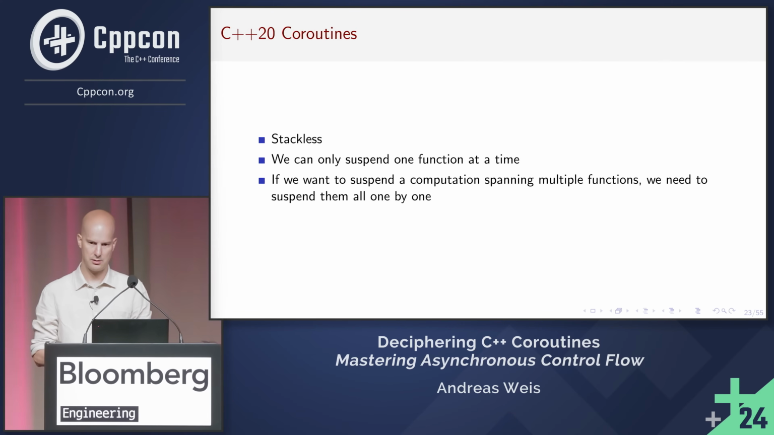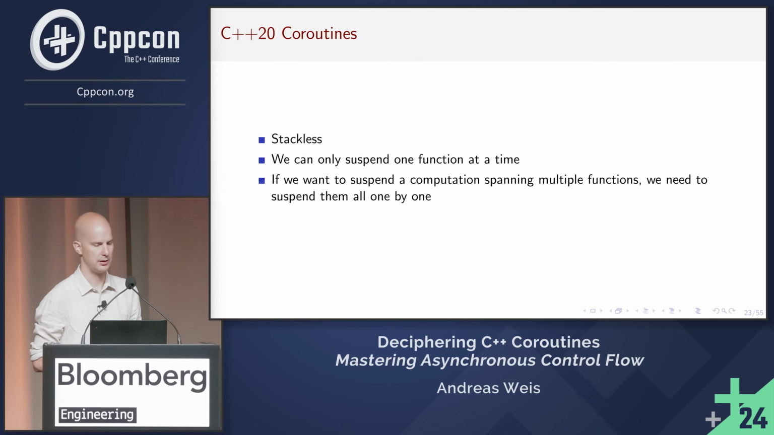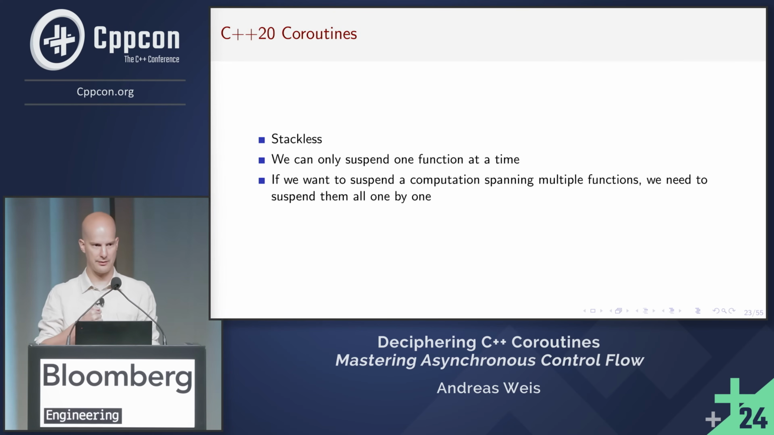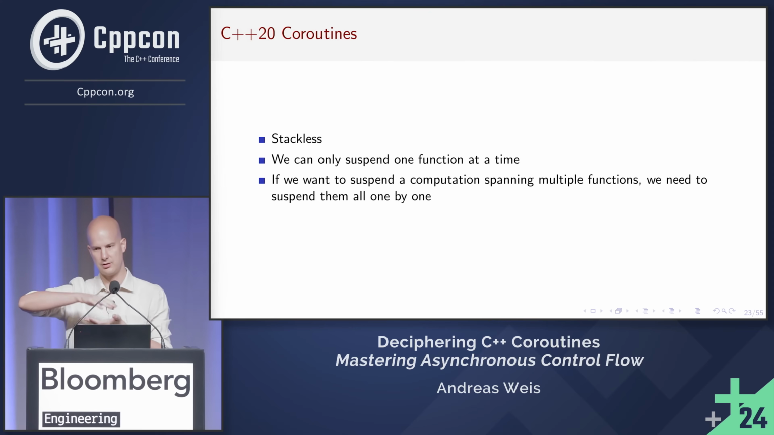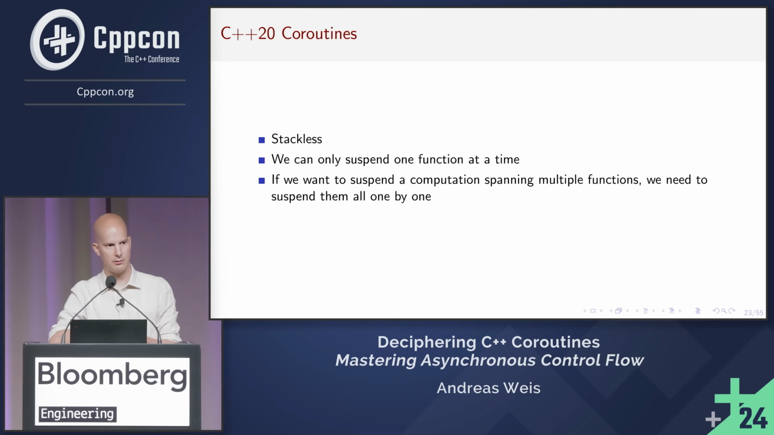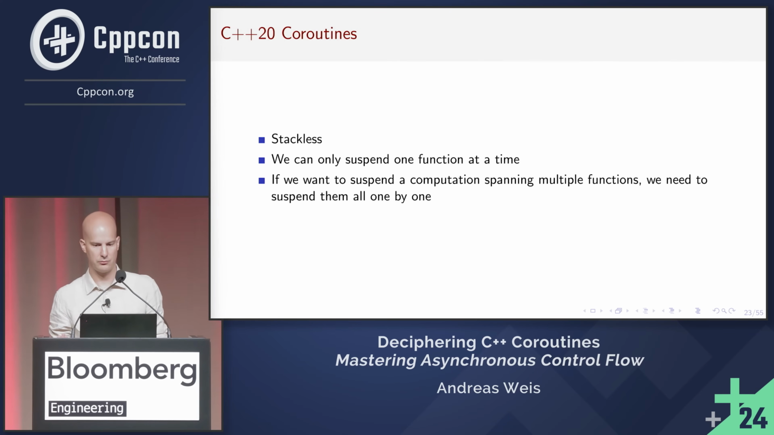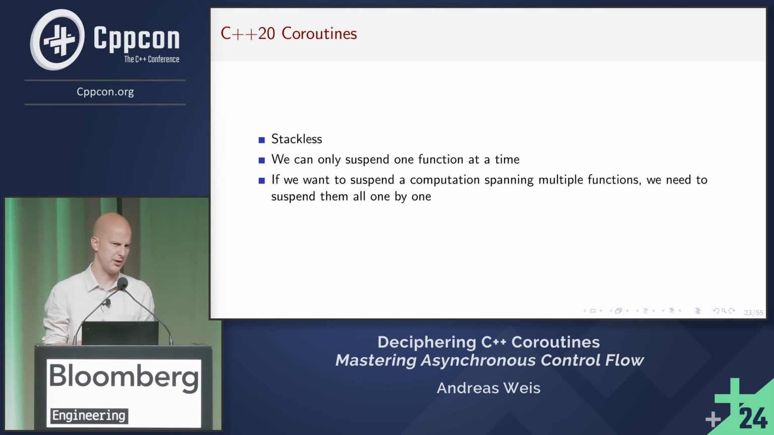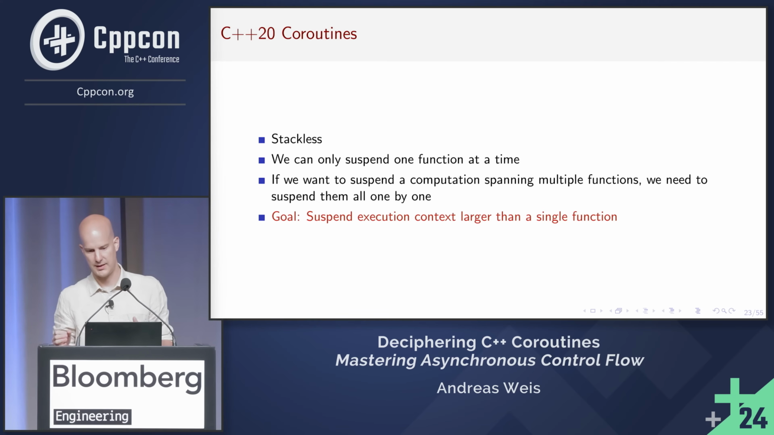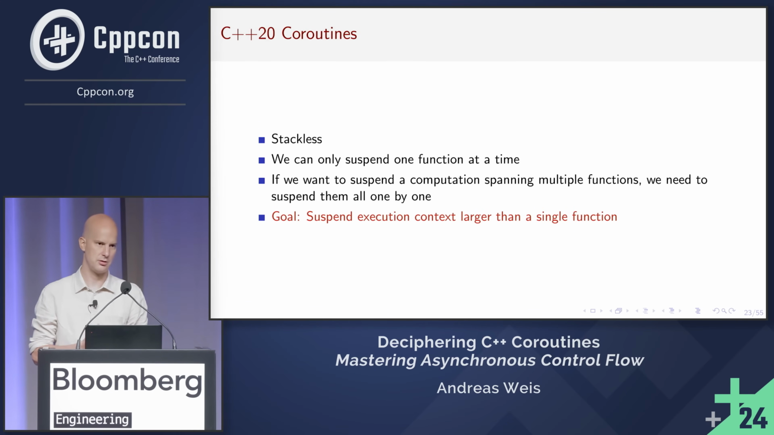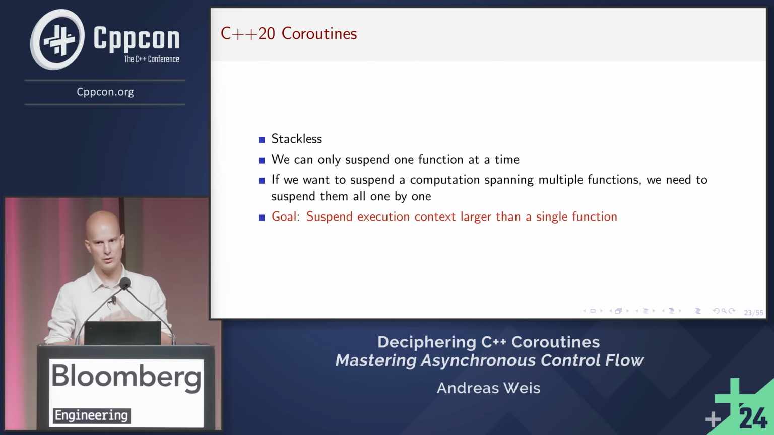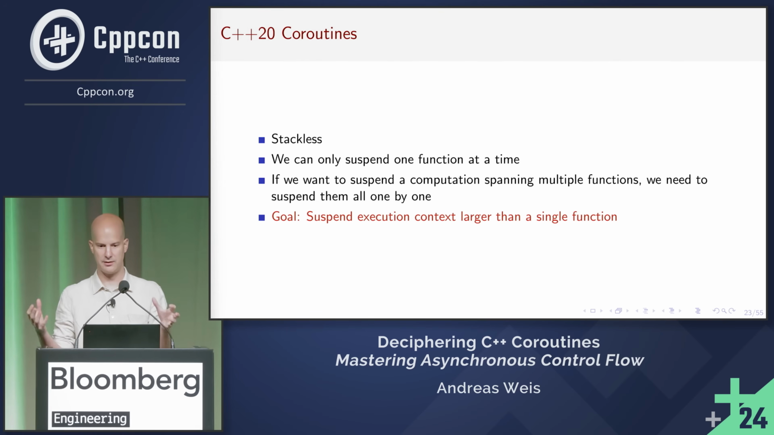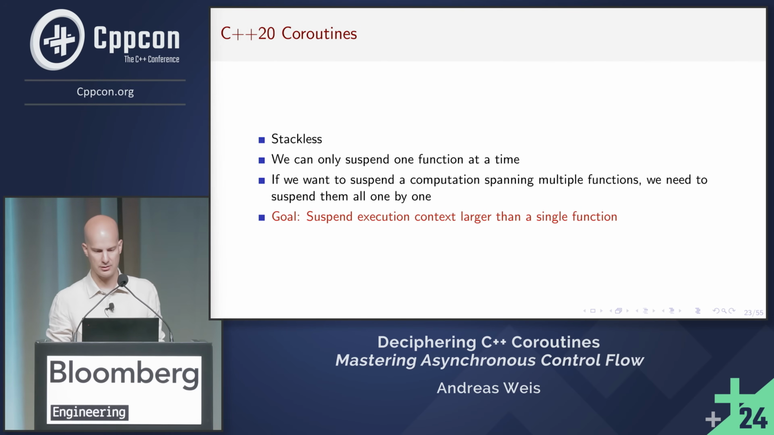C++20 coroutines are different because they are stackless, right? With C++ coroutines, I can suspend the function, but I can only suspend the function that I'm currently executing. If I have such a stack of nested functions and I want to suspend all of them, I can't really do that. Unless, of course, I suspend them all one by one, but how would that work? And that is really what we are going to focus on in this talk now. How can we make this work? If I can only ever suspend a single function at a time, what is a good pattern to suspend a larger execution context that is bigger than just my function?